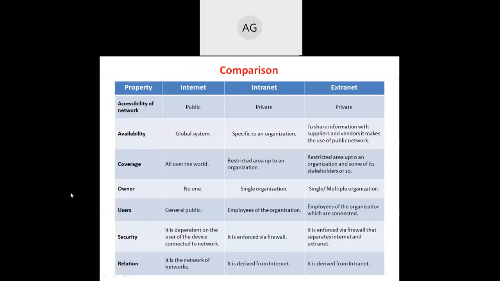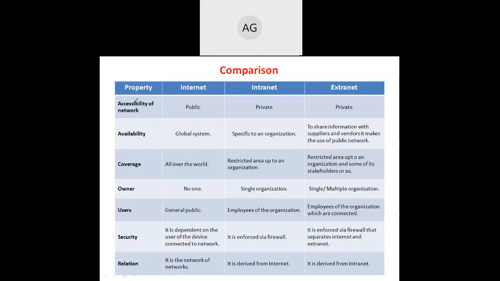Now, the next topic is comparison between the internet, intranet and extranet. So, this question is very important as far as the RTU examination is concerned. This type of question can be asked as a 2 mark question: write the comparison between the internet, intranet, and extranet. So, let us discuss.